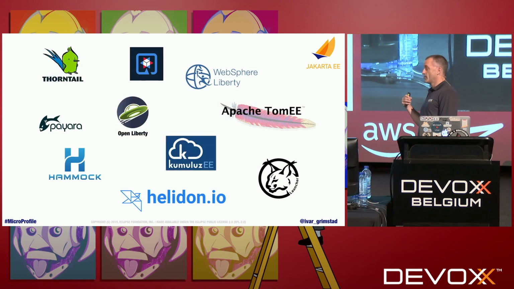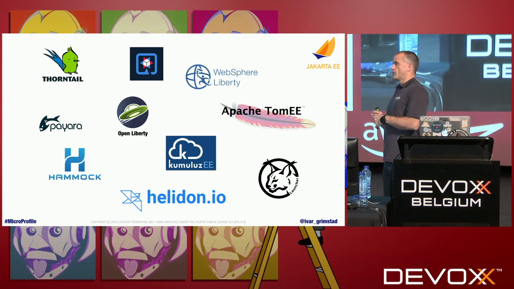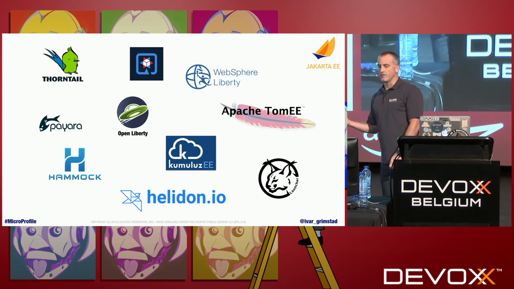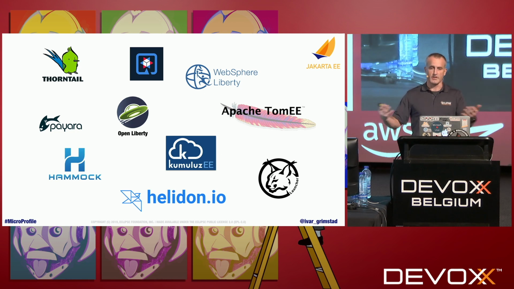And as I said, MicroProfile is specifications, and that means that you have a wide variety of implementations to choose from when you want to run this. So, for example, you can use Thorntail or Quarkus from Red Hat, Open Liberty or WebSphere Liberty from IBM, Payara from Payara, or Apache TomEE from Tomitribe, Helidon from Oracle, etc. There are lots of implementations out there that implement parts or some version of MicroProfile or the entire thing.